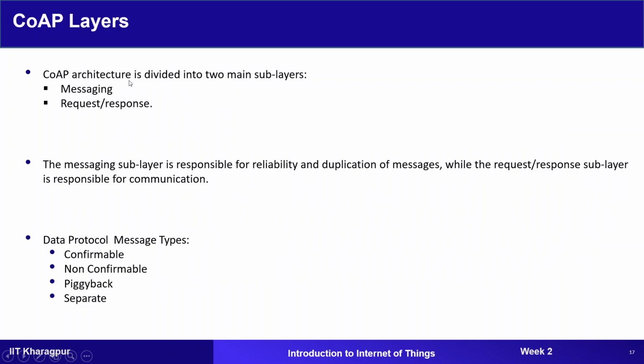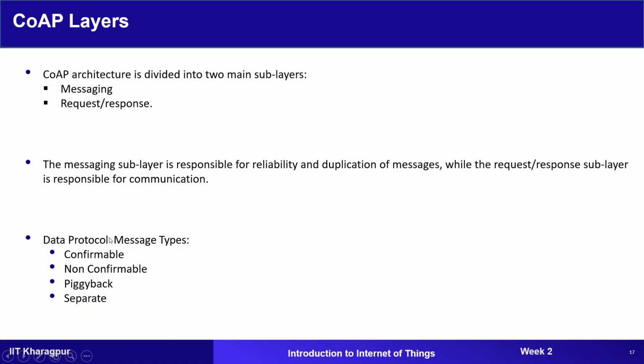Now your COAP architecture is basically divided into two sublayers. First one is messaging and second one is request response. The messaging sublayer is responsible for the reliability and the duplication of messages. For example, if some message is lost in your network, then this sublayer is responsible for sending those messages again. While the request and response sublayer is responsible for the communication of different IoT devices.